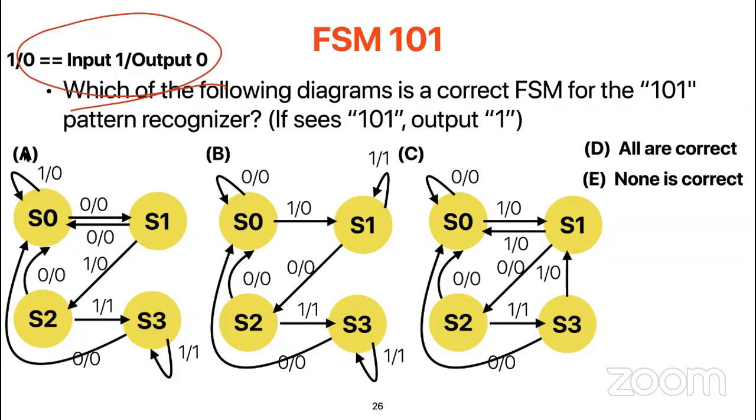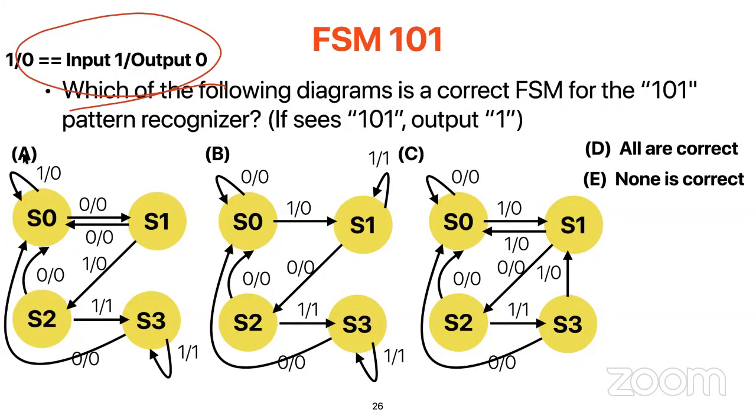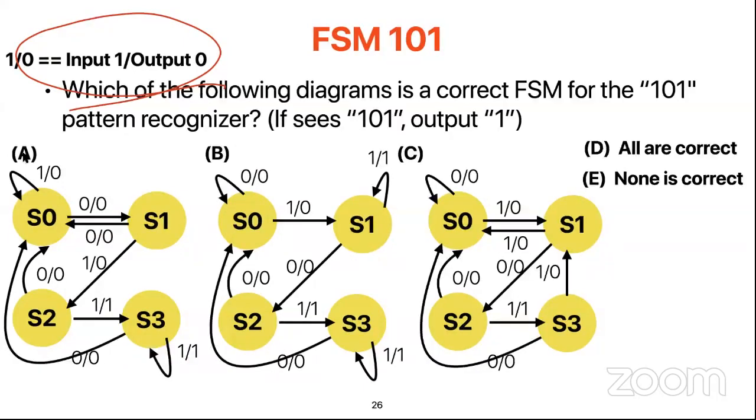Right. The whole point of this question is basically asking, is there more than one path that sees 101? We can start anywhere and make sure that there's no more than one path. There's only one possibility that you will see 101 and output 1. Okay, perfect. I got you. Thank you. That makes a lot of sense.